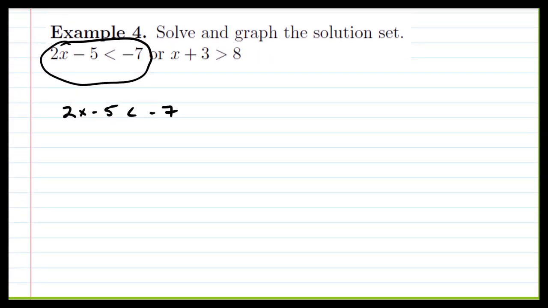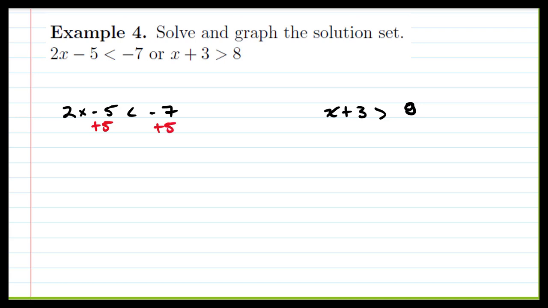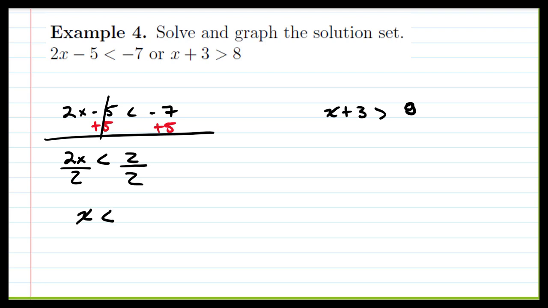So back to example 4, when we have an OR type, we're basically going to write down each of the inequalities and just solve them separately. So when I look at this left-hand side over here, I'm just going to ignore the x plus 3 is greater than 8 and focus on this. So to isolate x, the first thing I'm going to do is add 5 to each side of my inequality. And that gives me 2x is less than negative 7 plus 5 gives me 2. And then I divide by 2 and I divide by 2. And that gives me x is less than 1.